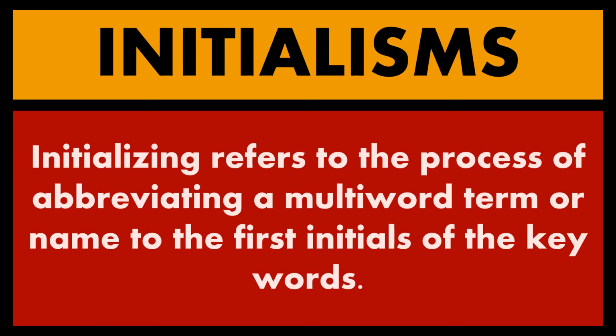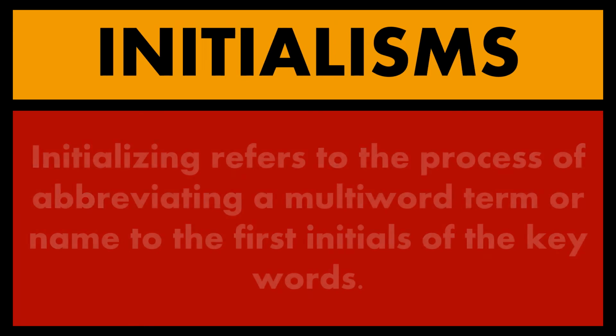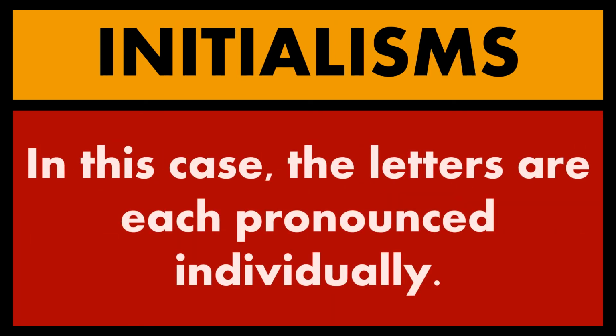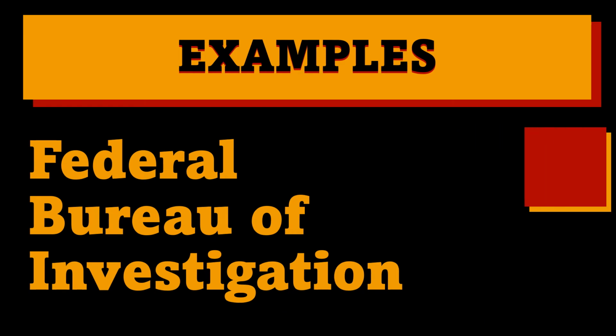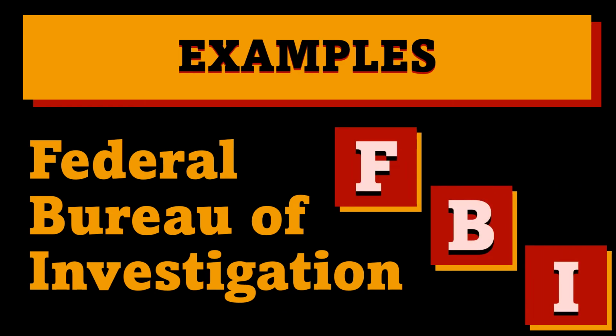Let's begin by defining initialisms. Initialisms refer to the process of abbreviating a multi-word term or name to the first initials of the key words. In this case, the letters are each pronounced individually. Examples: we have the Federal Bureau of Investigation. Now in this case, we're going to initialize that to FBI, and we say each letter, F-B-I, individually. We don't say Phoebe.